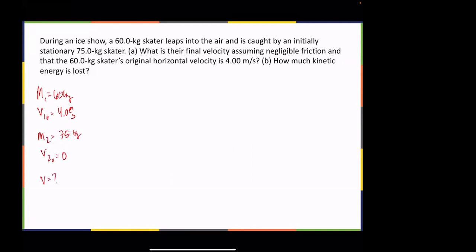So M1 V1 naught plus M2 V2 naught equals M1 plus M2 times V. This is 0. 60 times 4 over 60 plus 75 equals V. V equals 1.78 meters per second.